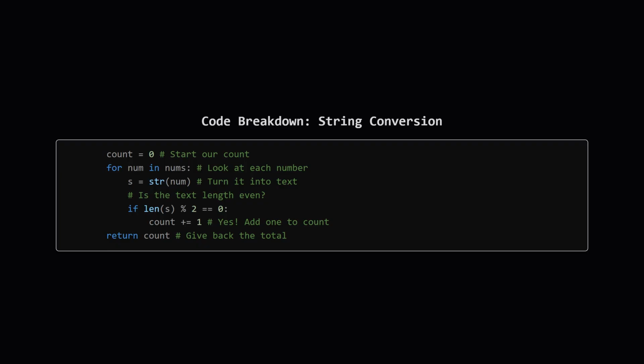Let's break that down just a bit more. We initialize our answer, our count, to 0 before we start. Then the for loop says, for every single num inside the list called nums, do the following. We create a string version s of the number num. Then we check, is the length of s perfectly divisible by 2? That len(s) % 2 == 0 part asks exactly that. If the answer is yes, we increase count by 1 using count += 1. If the length is odd, we just skip that step and go to the next number. Once the loop finishes visiting all numbers, we return the final value of count.